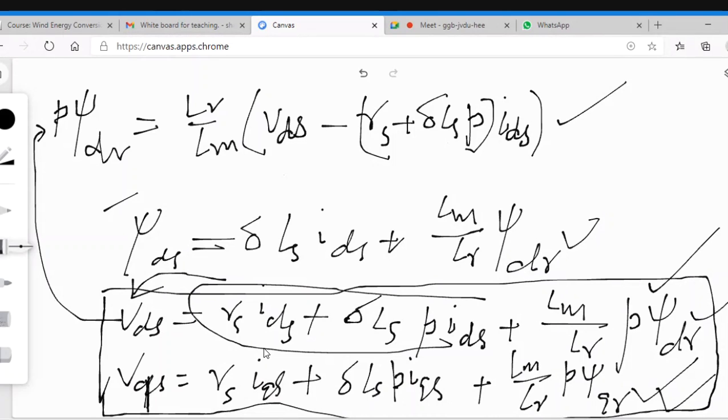Correct? From this equation you can get the expression of P phi dr, and likewise you can get IQR and P phi QR as well. Correct or not?